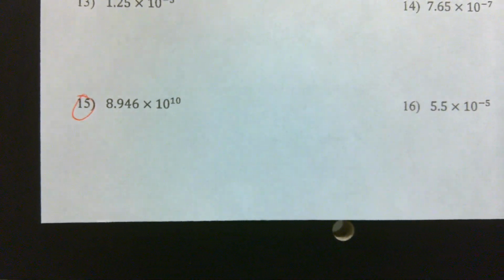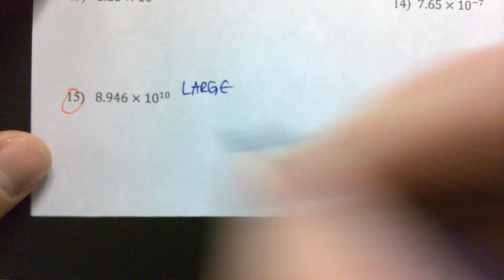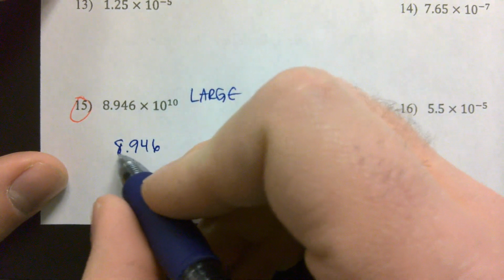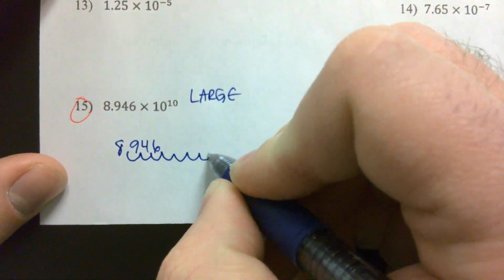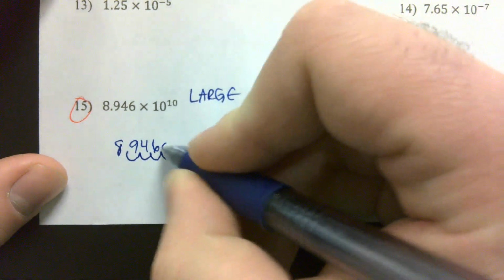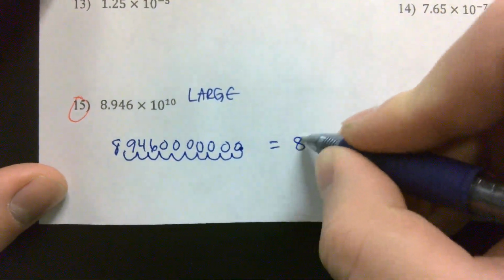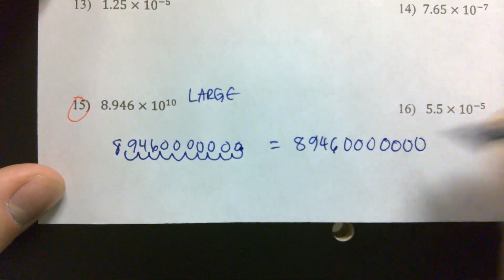Down to 15, 8.946 times 10 to the 10th. Large or small for this one? Way large. It's a big old positive exponent there. 8.946. We're going to move that decimal to the right. 1, 2, 3, 4, 5, 6, 7, 8, 9, 10 spaces. 1, 2, 3, 4, 5, 6, 7 zeros. 8, 9, 4, 6. 1, 2, 3, 4, 5, 6, 7.